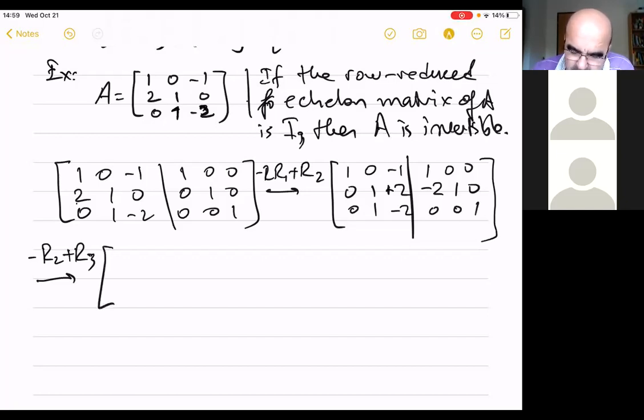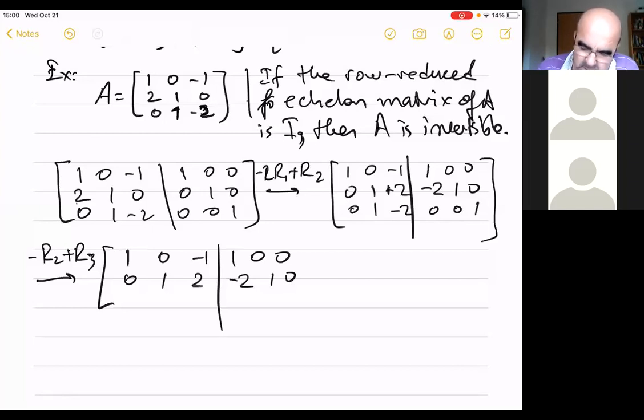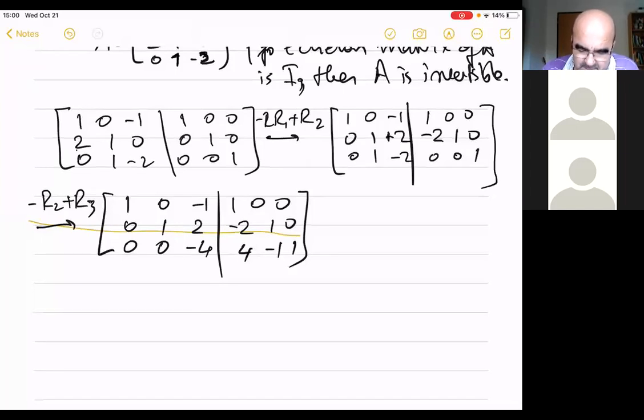Let's multiply the second row by minus 1 and add it to the last row. It is 1, 0, minus 1, 1, 0, 0, 0, 1, plus 2, minus 2, 1, 0. Now we multiply the second row by minus 1, add it to the last row, then 0, 0, minus 4, right? Yes, I guess right. 4, minus 1, 1. So if you see some mistake at some point, just say it.